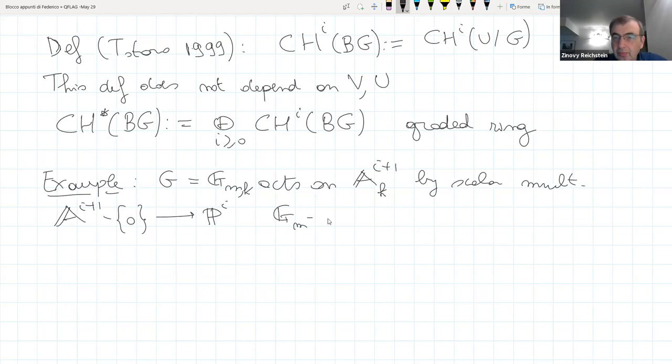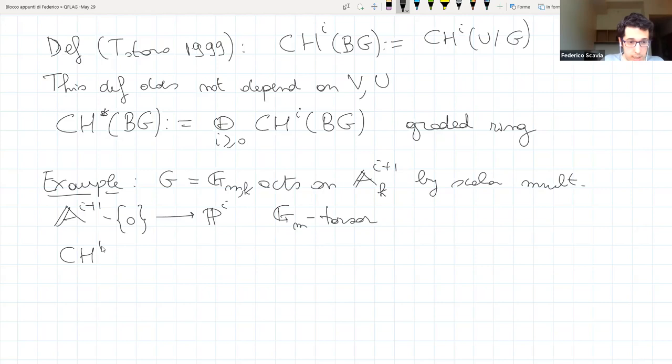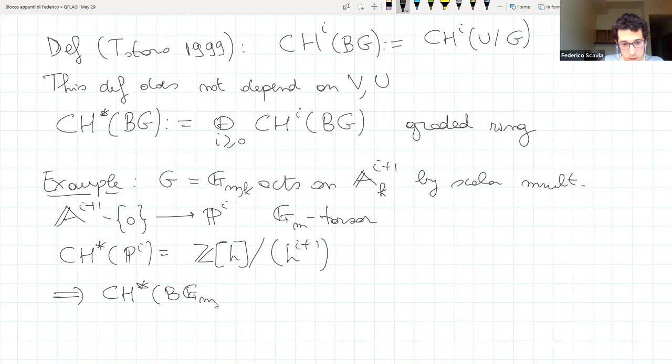So this is the G_m-torsor that we're considering, and so the Chow ring of P^i is Z[h] modulo h^(i+1). And so, by following the definition, we get that the Chow ring of BG_m is Z[h], where h has degree one, of course. So the Chow ring of BG_m is the polynomial ring in one variable, and the variable has degree one.